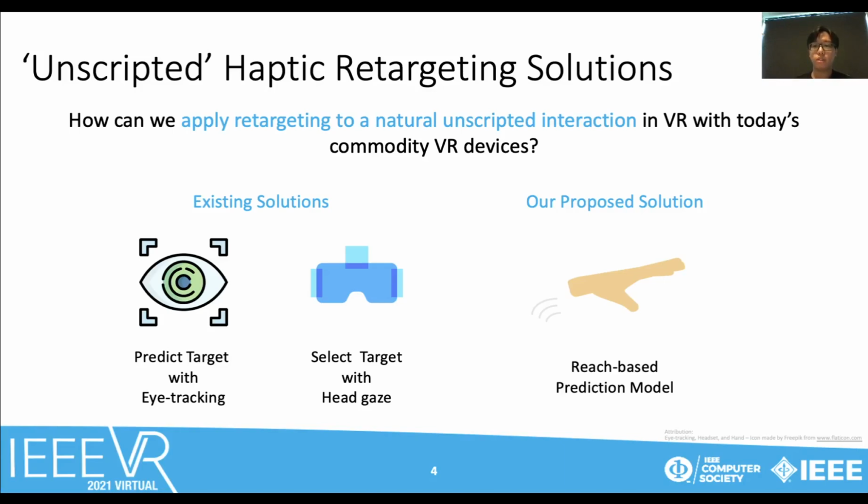Inspired by the current problems, we envision retargeting to support unscripted natural interaction in today's VR. We propose a reach-based prediction model that predicts the user's intended target and applies retargeting to the remaining reach once the model reaches a predetermined level of confidence.